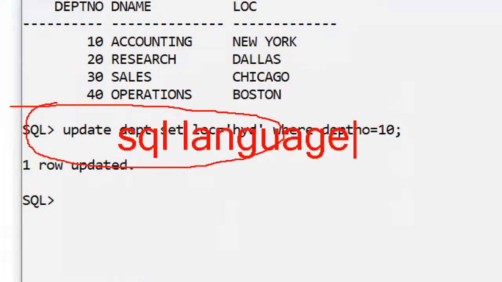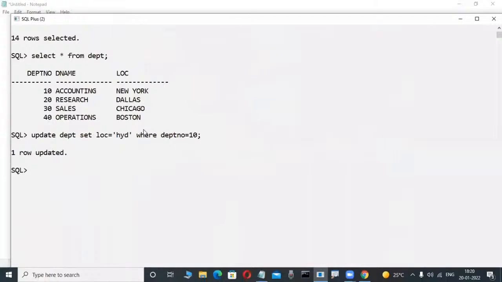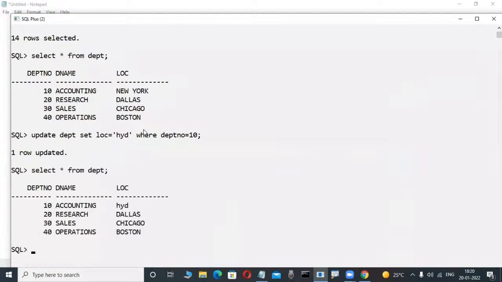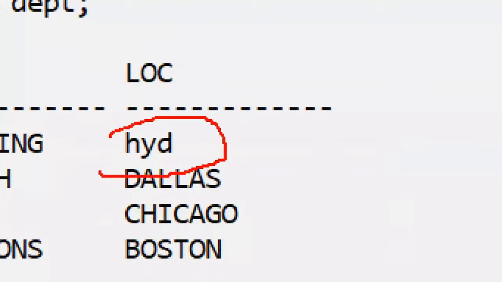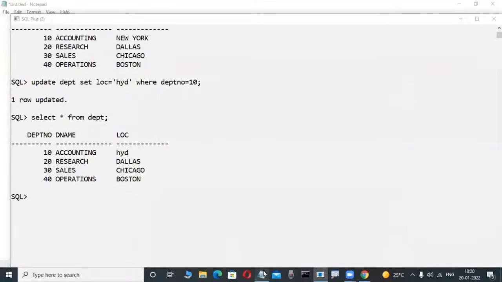These are non-procedural languages. Variables are not there, loops are not there, conditions like if and case are not there. Very easy, non-procedural language. One or two or three lines of coding, simple. Once we write this type of coding, this SQL language, it is automatically reflected in your database. In the previous case, New York is there, but now Hyderabad is the location, right?